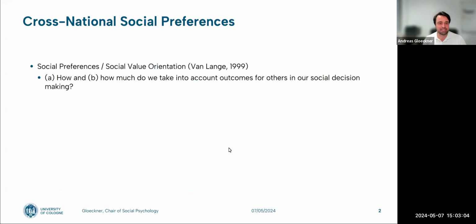So what is this all about? We want to investigate cross-national social preferences. What is this? Social preferences, or in psychology, we call this social value orientation, but it's the same concept. It's basically the question of how and how much we take into account outcomes for others in our social decision-making. So the first part of it is which kind of model can be used to describe how much we take into account others' outcomes in our decision-making?